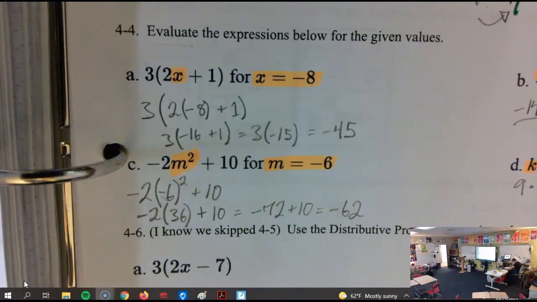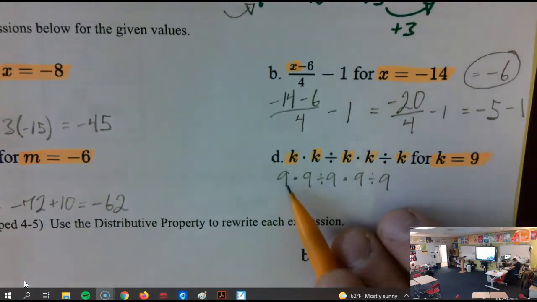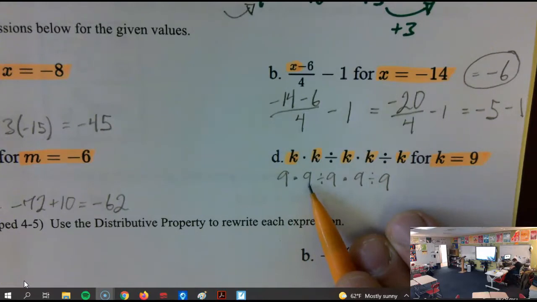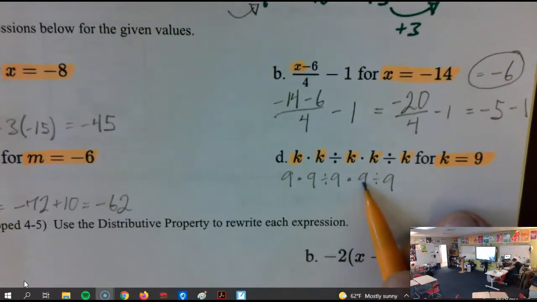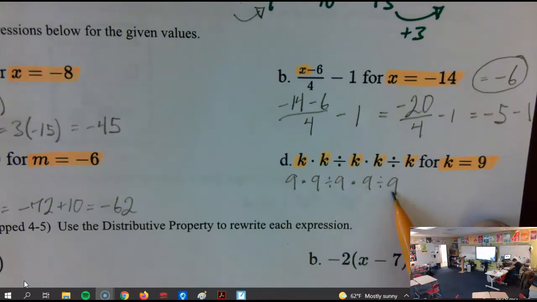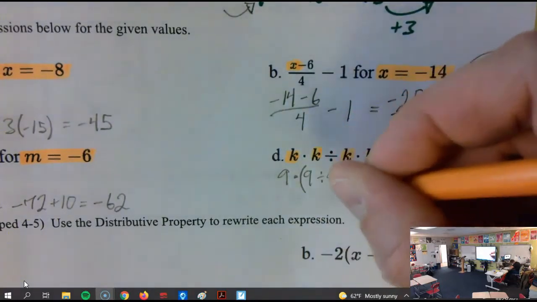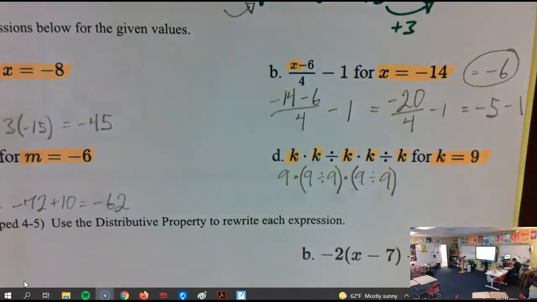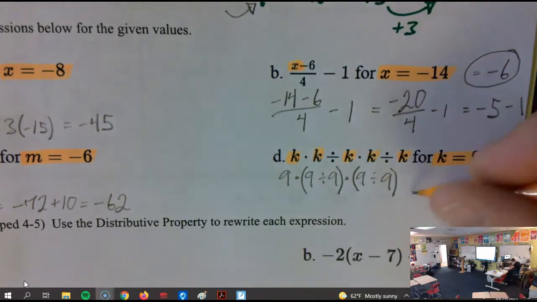If I work this left to right, because it's all multiplication, right? Division is multiplication, and we work it left to right. So 9 times 9, 81, but then divided by 9 gets me back to 9. Times 9 again gets to 81. Divided by 9 again, it gets to 9. So here's the other thing that we could do. If you want to insert some parentheses into the problem, what is every 9 divided by 9? 1. Yeah, every 9 divided by 9 is just 1. So we know that this is 9 times 1 times 1, which is just 9.